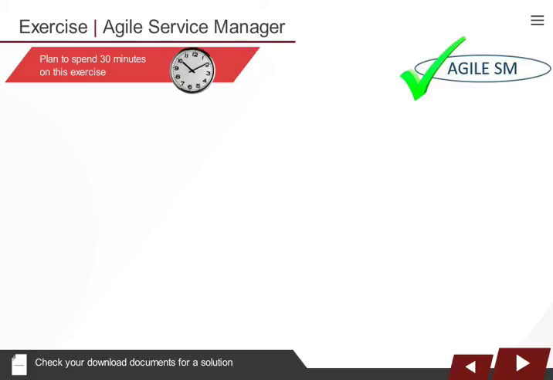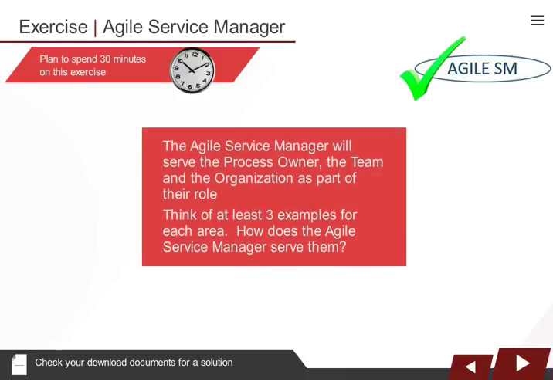We're going to think about the role of the Agile Service Manager in more detail with an exercise. Plan to spend 30 minutes on this exercise and don't forget to review the suggested solution we have provided. In the last lesson, we looked at how the ScrumMaster serves the product owner, the team, and the organization. The Agile Service Manager will serve the process owner, the team, and the organization as part of their role. Think of at least 3 examples for each area. How does the Agile Service Manager serve each of them?